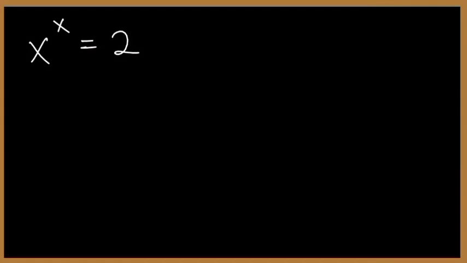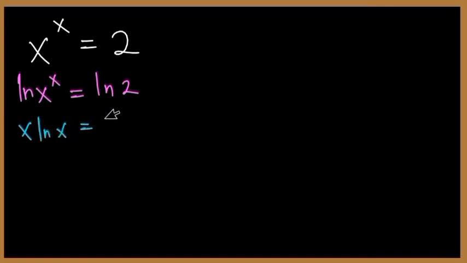Hello everyone, in this video we are going to learn how to solve this exponential equation. So let's get started. First of all, what I have to do is to take ln on both sides of the equation. Taking ln on both sides, I'll have ln of x to the power x equals ln 2. Now we can see that this x can drop. Dropping the x, I'll have x multiplied by ln x equals ln 2 here.